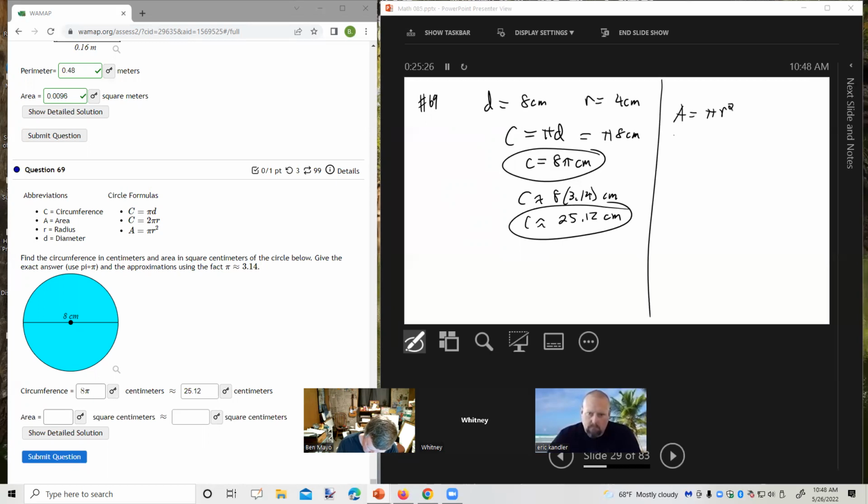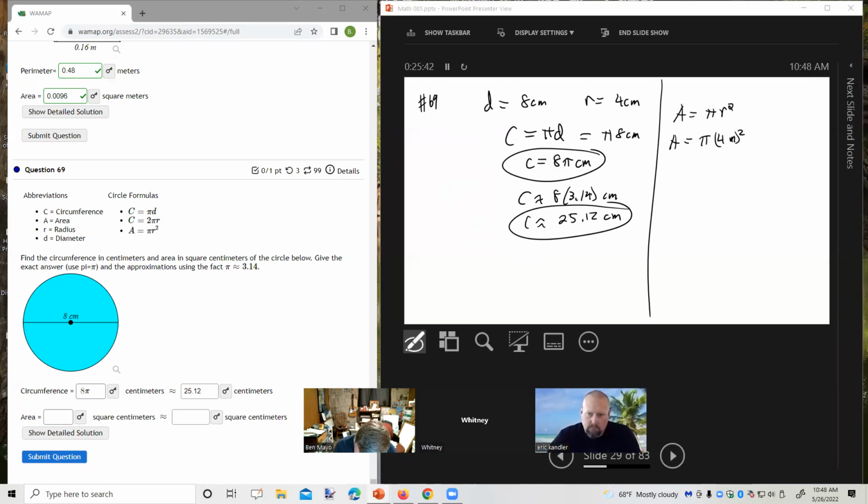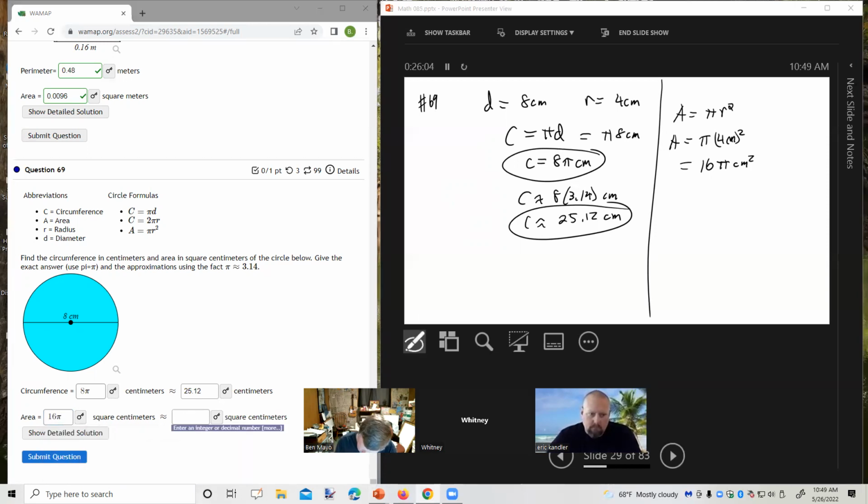Okay, area is pi r squared. So here we're not going to use the diameter, we're going to use the radius. 4 centimeters squared is going to be, that darn thing keeps coming up, 16 pi square centimeters. Okay. Let's see here. 16 pi square centimeters. And then this last one is going to be 16 times 3.14 square centimeters.